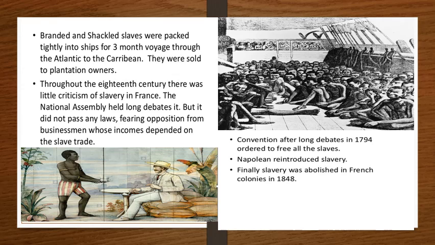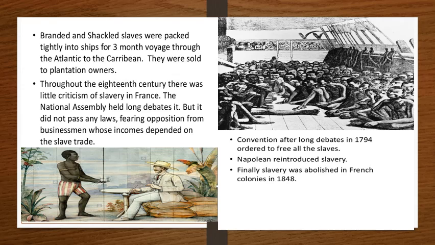The exploitation of slave labor made it possible to meet the growing demand in European markets for sugar, coffee, and indigo. Port cities like Bordeaux and Nantes owed their economic prosperity to the flourishing slave trade. Throughout the 18th century, there was little criticism of slavery in France.